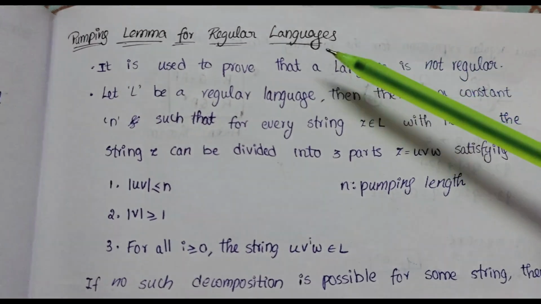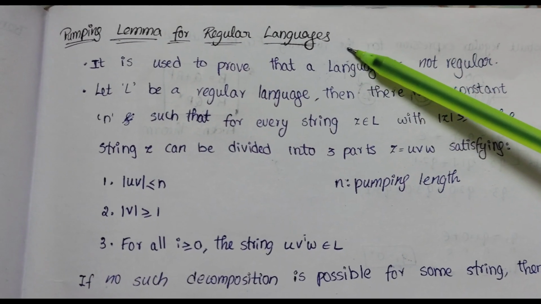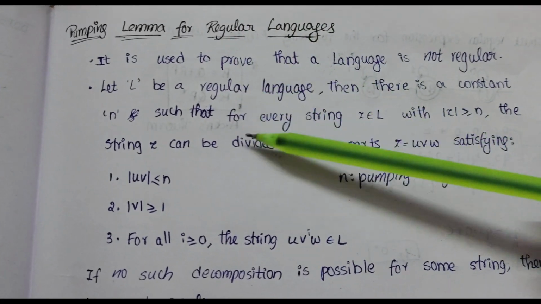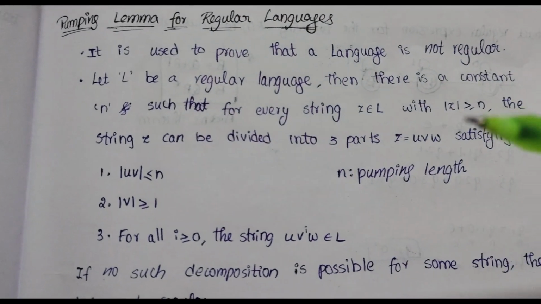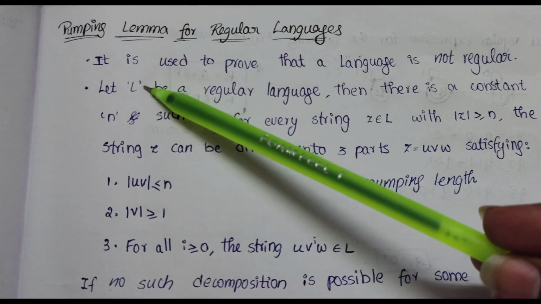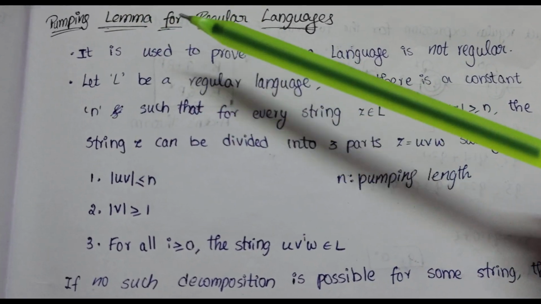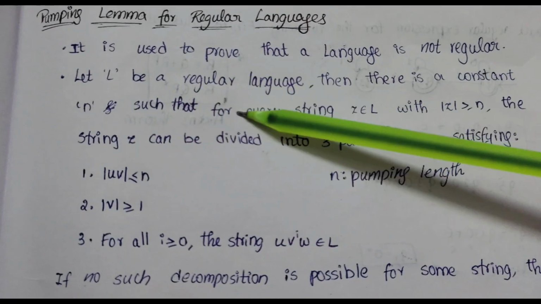Let us now discuss the pumping lemma for regular languages. Basically, we'll use this pumping lemma to prove that a language is not regular. Suppose we take L as the representation of a language. So let L be a regular language.